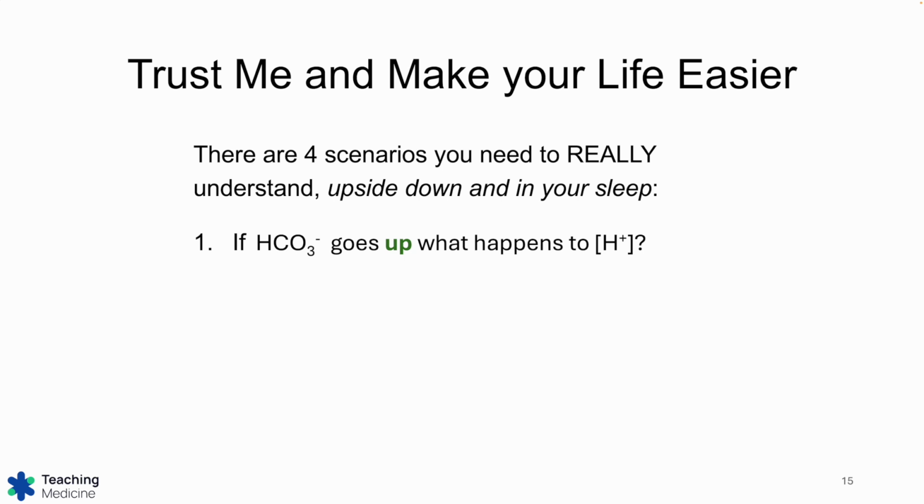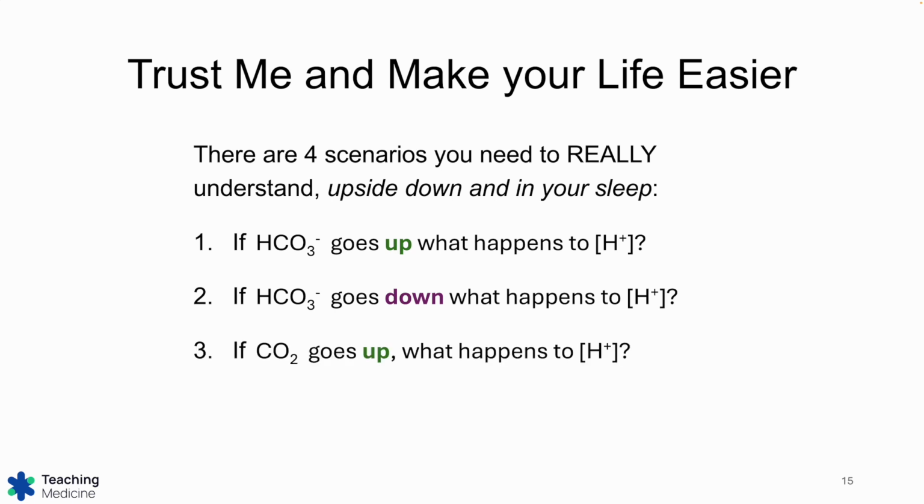There are actually only 4 scenarios you really need to understand, but you need to understand them standing on your head and in your sleep. So we're going to go through these in very careful detail. Question number 1: if the bicarb goes up, what happens to the hydrogen ion concentration? And if it goes down, what happens? And the other 2 questions: if the carbon dioxide goes up or down, what happens to the hydrogen ion concentration? So let's calculate these and see what would happen.